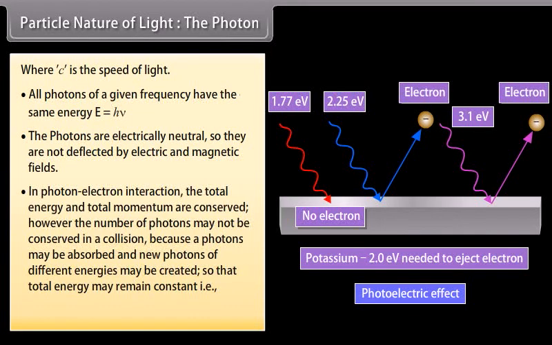In photon-electron interaction, the total energy and total momentum are conserved. However, the number of photons may not be conserved in a collision, because photons may be absorbed and new photons of different energies may be created, so that total energy may remain constant, that is hν equals hν1 plus hν2.